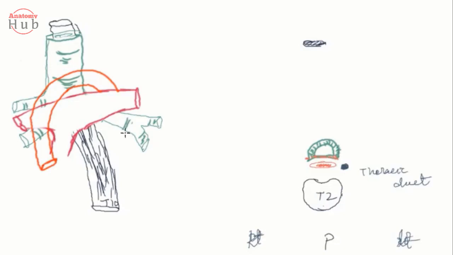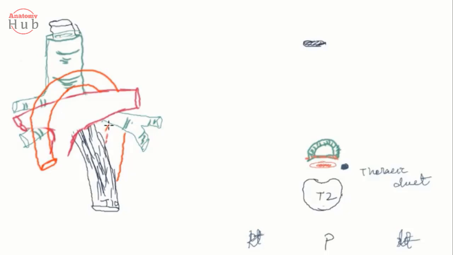Then that descends downward as the descending thoracic aorta. Then it goes behind the esophagus, right? Why? Because it has to go towards the vertebral body. Because at the T12 level, the diaphragm has the aortic hiatus, through which the descending thoracic aorta will descend downward.